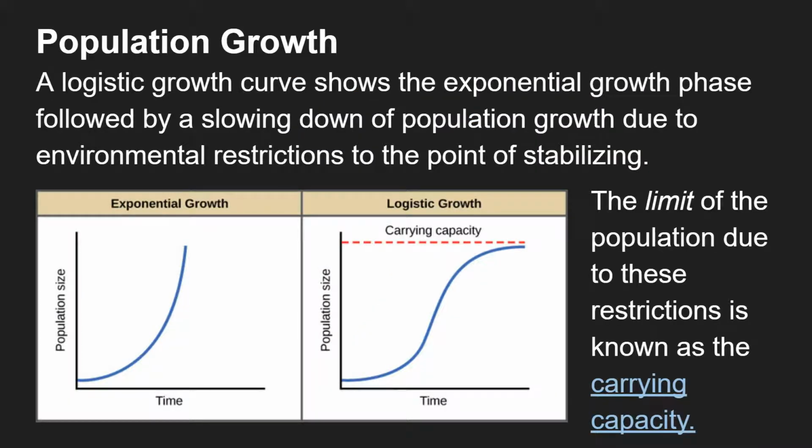Instead, what we see is the population goes through that initial exponential growth phase, but it starts to drop off and then stabilize. The point at which it stabilizes is called the carrying capacity. And this is going to be the limit that the population can safely be at in an area. So based on the amount of food provided, the space provided, the competition, the predators, everything, this is how many can live in a certain area.